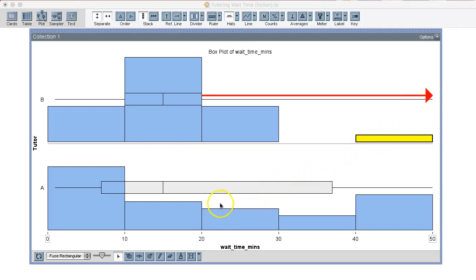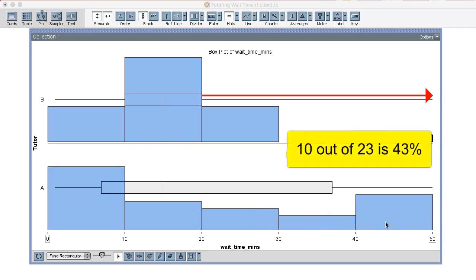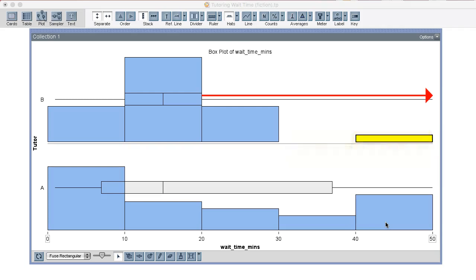Okay, now let's look at tutoring service A. In a StatCrunch histogram, as opposed to the program I'm using, I would just use the heights of the bins to determine the number of students in each bin. So for A, I need to know how many students are in the last 3 bins, and that would be 3 plus 2 plus 5. 10 students who waited 20 minutes or longer. 10 out of 23 is about 43%.